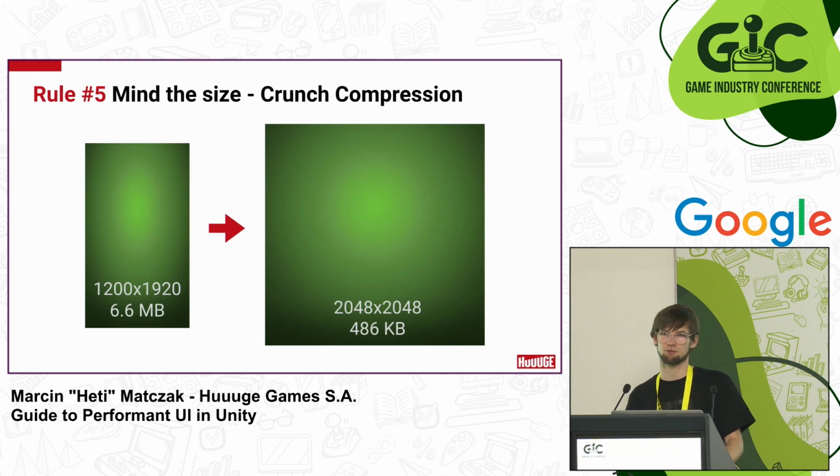The same applies to the background. You can utilize the power of two and crunch compression to ship bigger graphics and reduce the size they occupy on the disk. Like here, we had this weird background, 1,200 by 1,920 pixels. It weighed almost 7 megabytes. And I suggested to change it to 2K, basically, and it reduced the size significantly, and we were able to cover even more variety of devices.